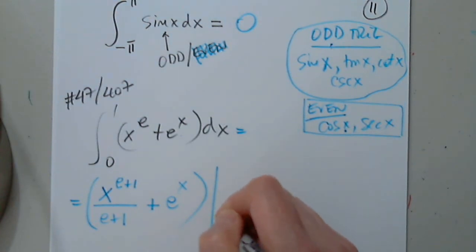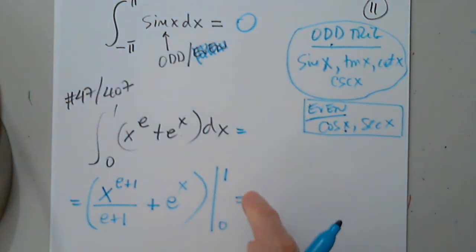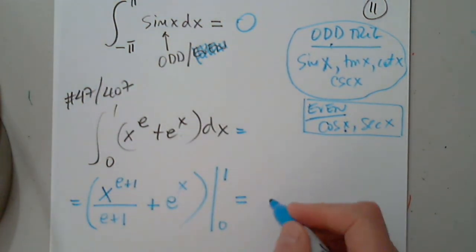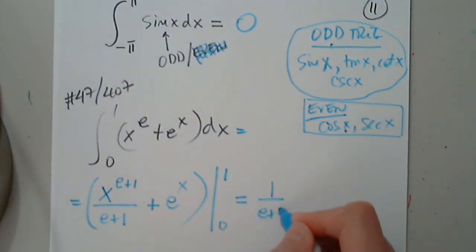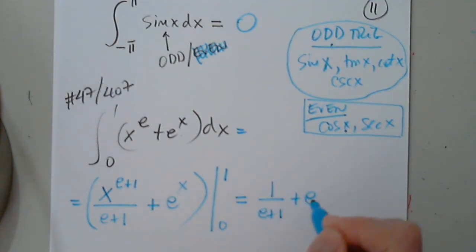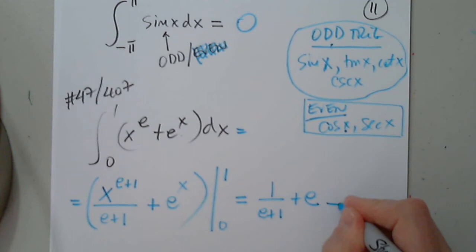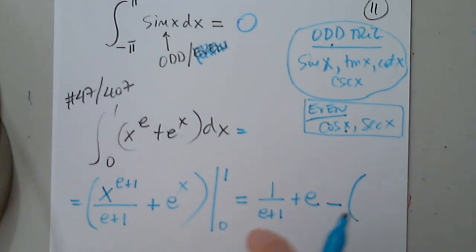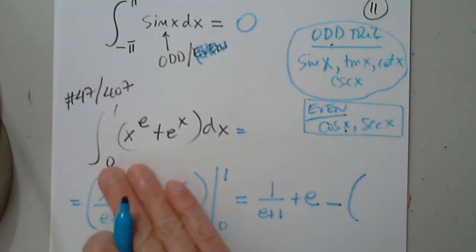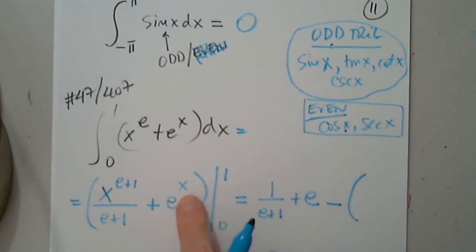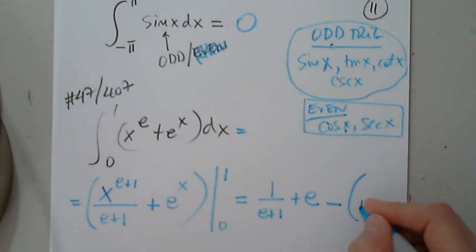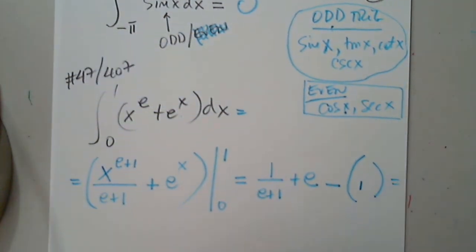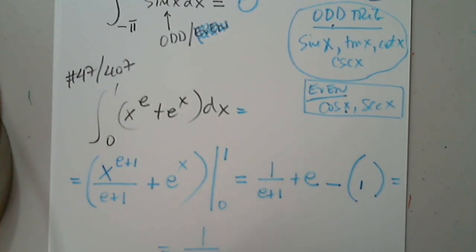From 0 to 1. When I plug in 1, I have 1 over e plus 1 plus e, minus, preferably put parentheses. When I plug in 0, this piece is 0. But this piece is not 0. E to 0 is 1. So then I have 1 over e plus 1 plus e minus 1.